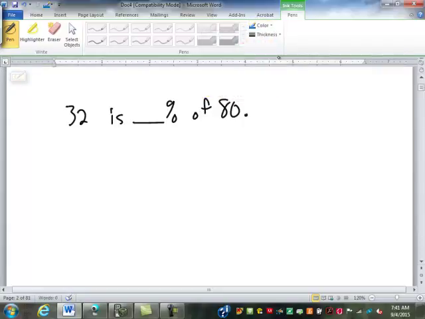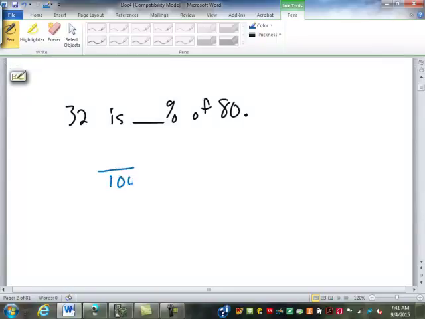$32 is blank percent of 80. Here we're looking for the percent. Now, I've been telling you that we always start with the percent, but here we don't have it. But that doesn't change anything. I'm still going to start with the percent. It's just blank over 100.